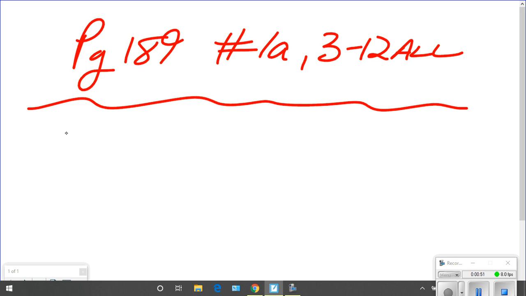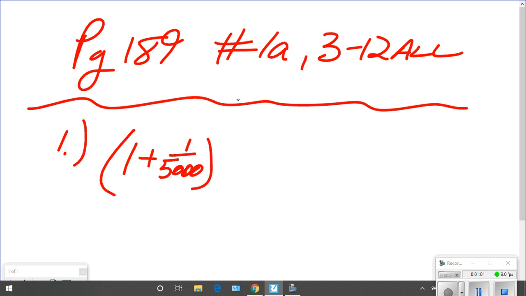The first one says, hey, do 1 plus 1 over 5,000 to the 5,000. Okay, and when you do that, and then do it to the 5 million, right? So you do it to the 5,000 and you get 2.71801. And then it said, do it to the 5 million.